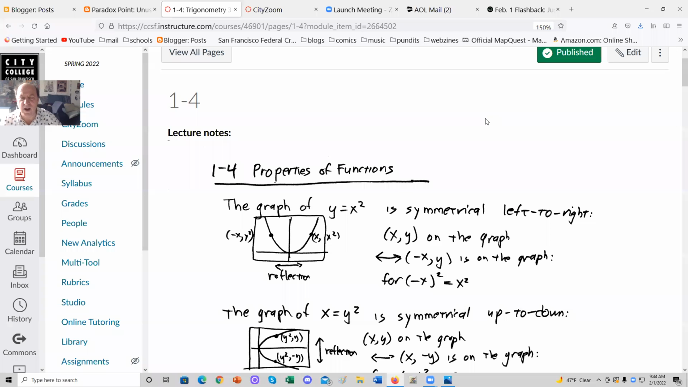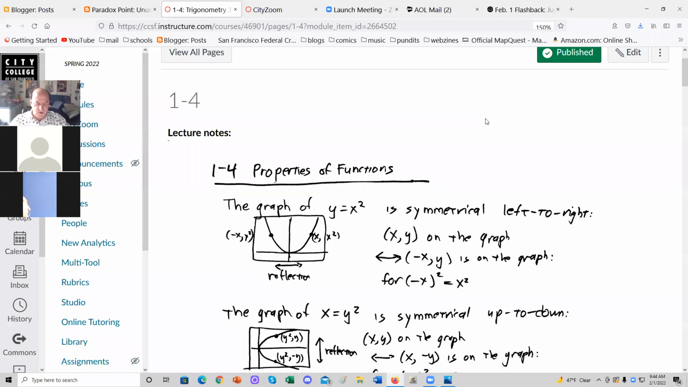Okay, for today, we talk about the properties of functions. So, various properties of functions. There's symmetries, even versus odd, increasing and decreasing, extreme values, and so on.